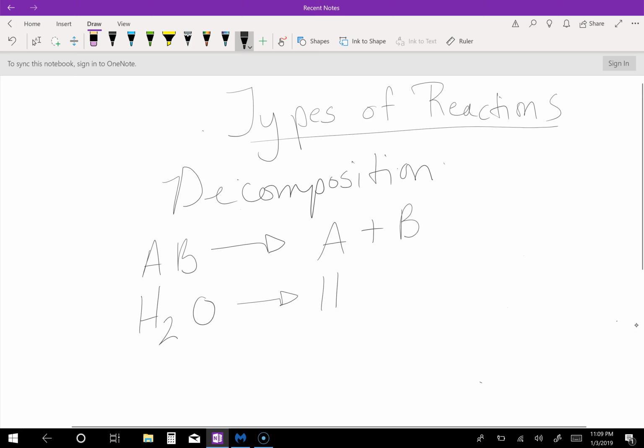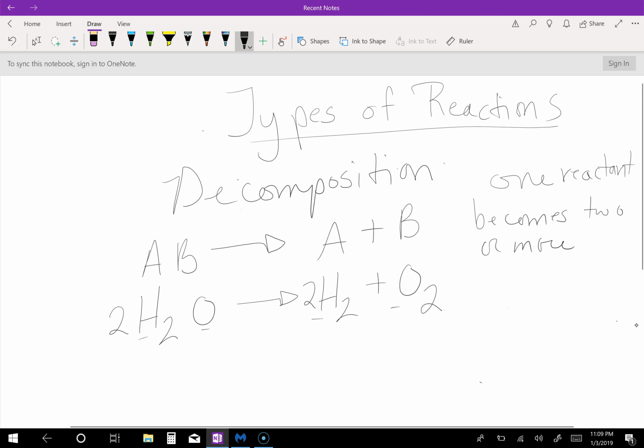Here's an example. Water can undergo hydrolysis to produce hydrogen and oxygen. After we balance the equation, we can see that a compound made of H and O resulted in elements H and elements O, thus decomposing or breaking down. Anytime we see one reactant that becomes two or more elements or compounds, we know we have a decomposition reaction.